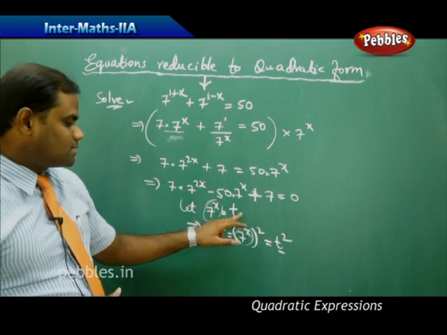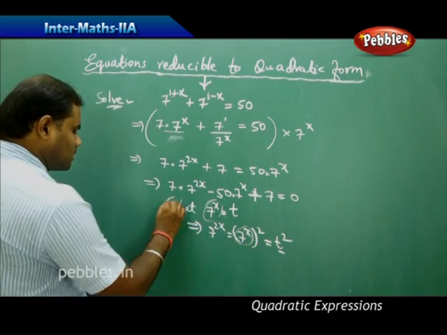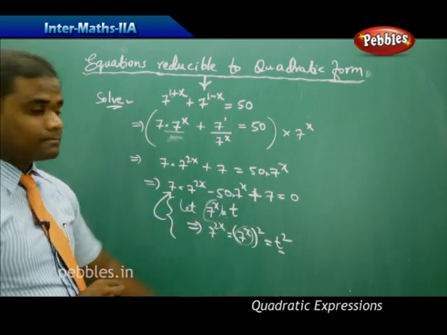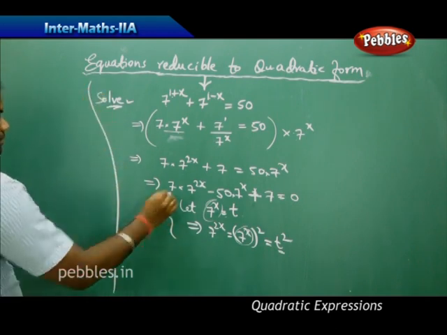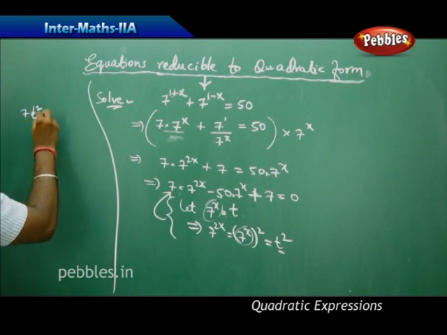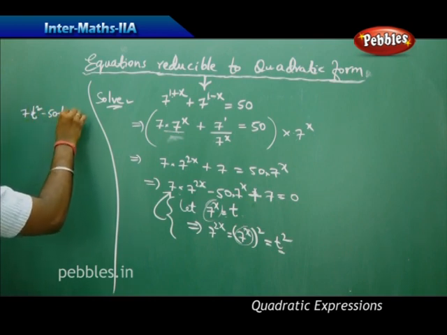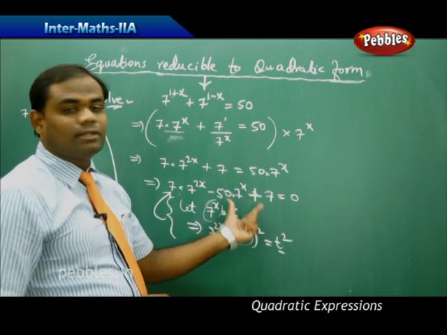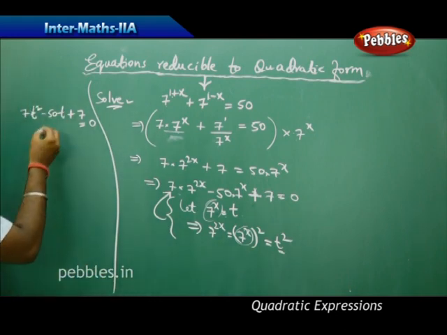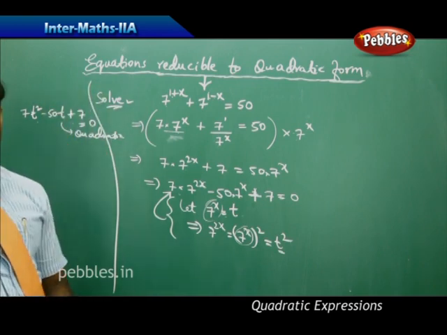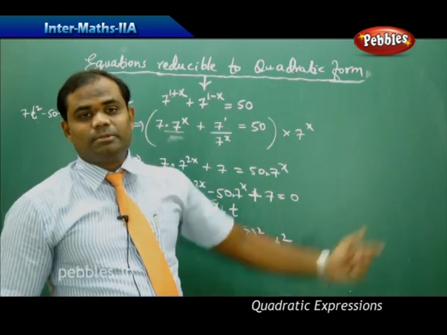So I have 7 power x is t and 7 power 2x is t square, which I am going to substitute in this obtained equation. So let's see what I get. In the first case, this is 7 times t square minus 50t plus 7 equals 0, is what I get when I substitute these two in the above equation. Now this clearly is a quadratic equation, which is obtained by reducing to quadratic form.